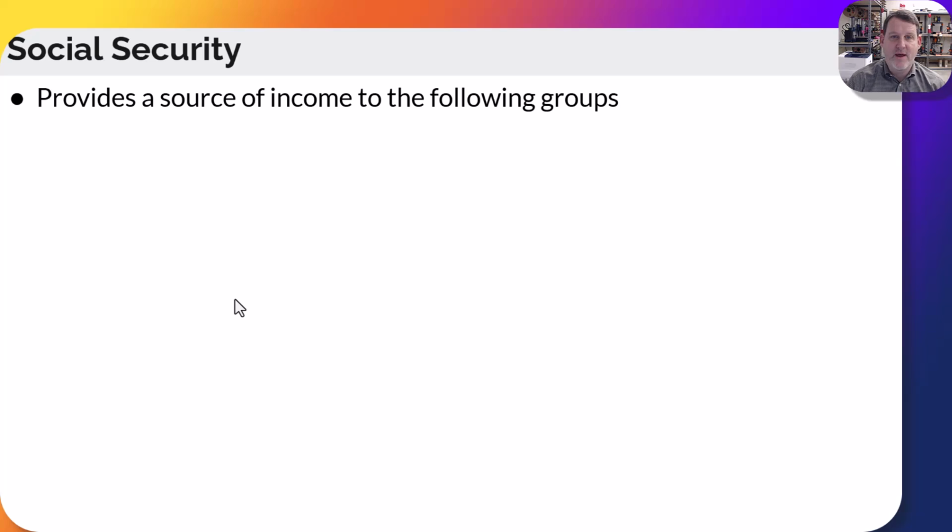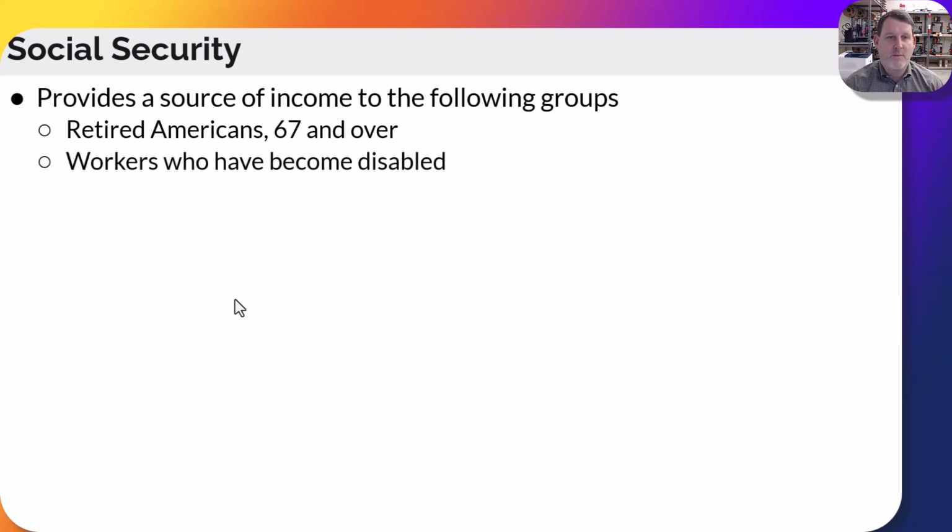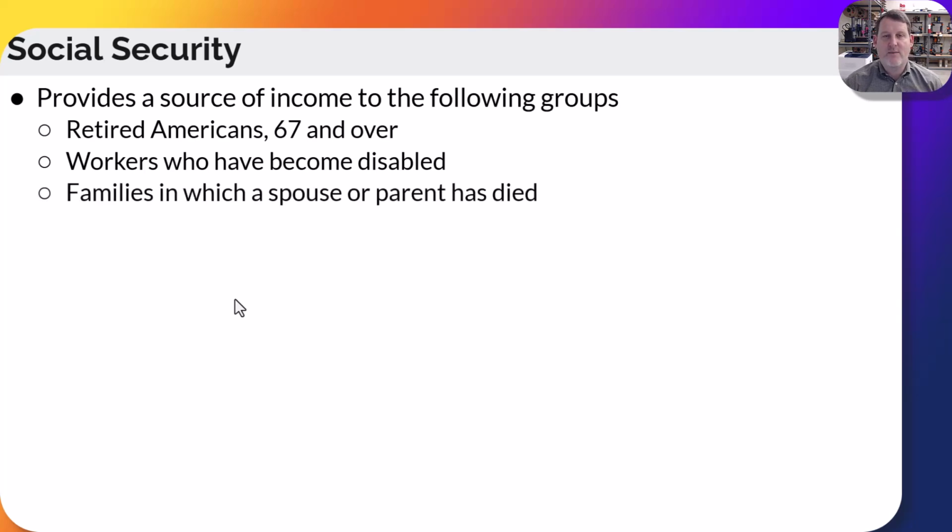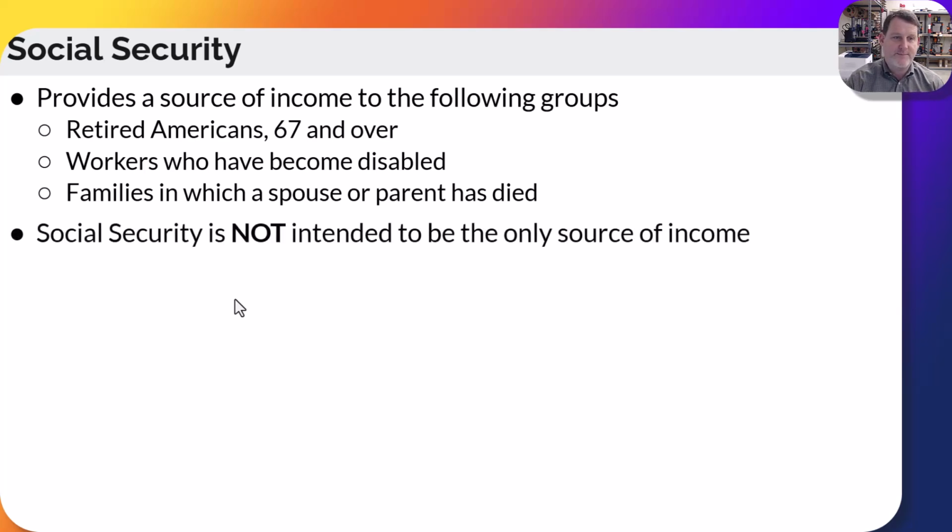Social Security, what does it do? It provides an income to the following groups. Retired Americans, 67 or older. You can actually take benefits earlier. We'll talk more about that when we do retirement stuff. Workers who become disabled can qualify for Social Security, as well as a family where a spouse or parent has died. That family can also apply for Social Security.